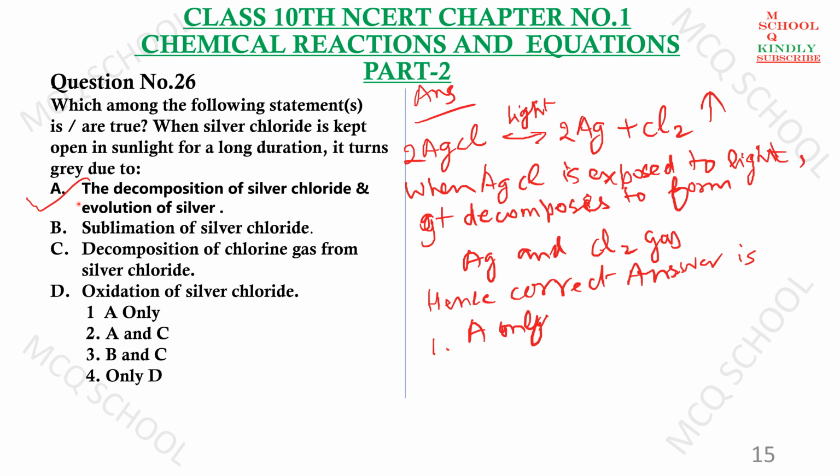Let us see the answer. The correct answer is A, the decomposition of silver chloride and evolution of silver, because seeing the reaction, silver chloride converts to silver in presence of light and chlorine gas. So hence, because silver chloride decomposes to form silver and chlorine gas, the correct answer is A. Neither B or C or D is correct, because sublimation is not happening and decomposition of chlorine gas is not happening. It is silver chloride that decomposes, and neither is the oxidation of silver chloride happening.